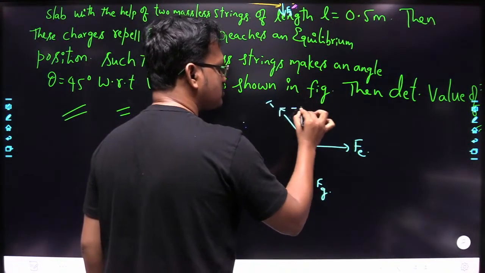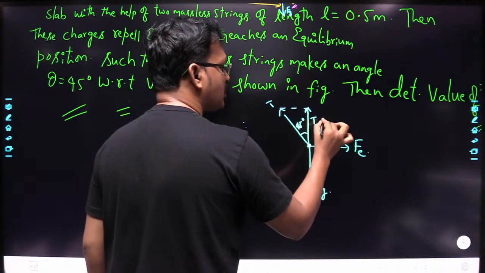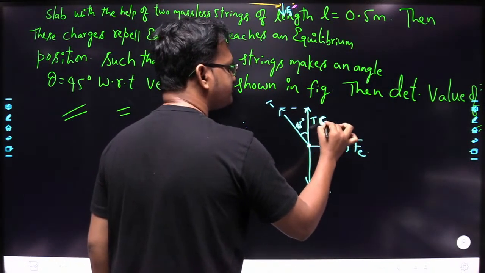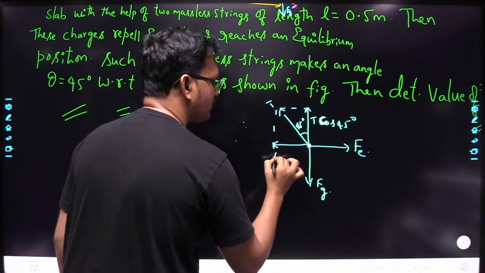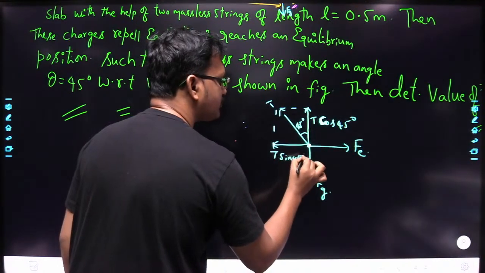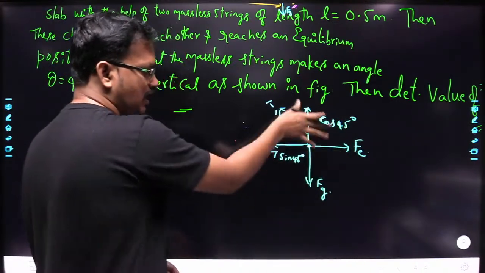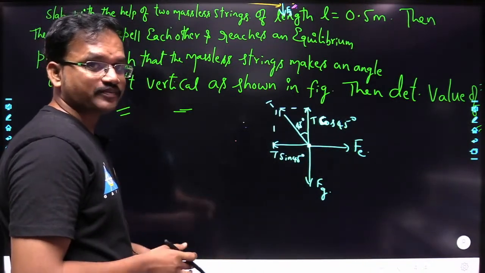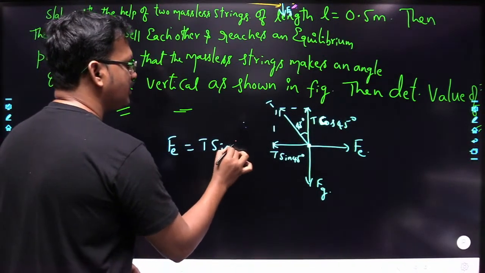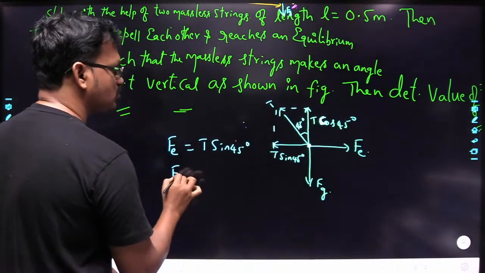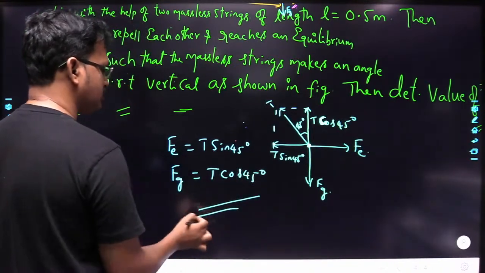So you have to resolve this into two components. This angle is 45 degrees, so this will become T cos 45, right? And this component will become T sin 45, right? Now you have to equate the magnitudes of these horizontal forces and these vertical forces. They must be the same, yes or no? So you have to equate Fe equal to T sin 45 and Fg equal to T cos 45.